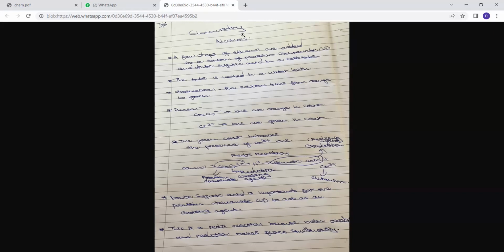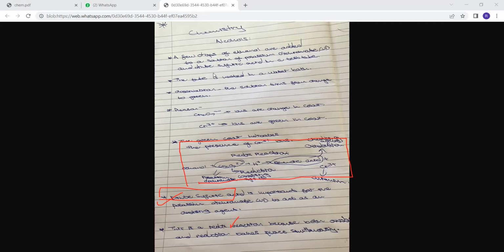Now, if they ask you the reason why we add dilute sulfuric acid, this is the reason: for potassium dichromate to act as an oxidizing agent, we have to acidify the solution, or else it's not strong enough. If they ask what type of reaction this is, we say it's a redox reaction, because both oxidation and reduction take place in the same reaction.